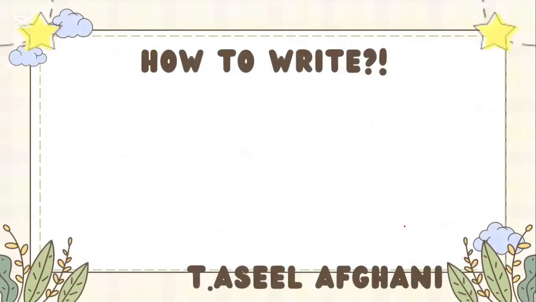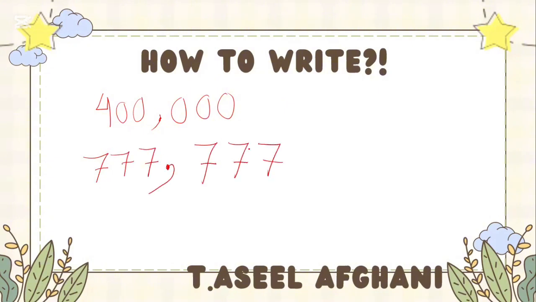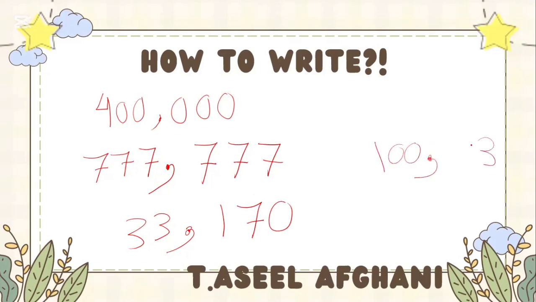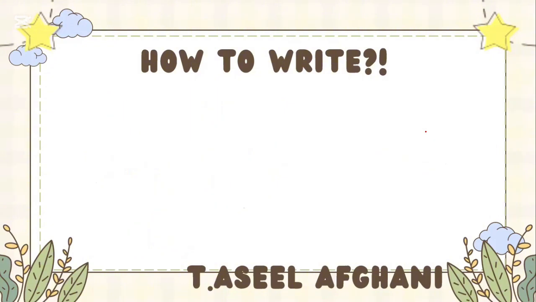Now let's check our knowledge again. Write the numbers that I'm going to mention in your notebook. Are you ready? 400,000. 777,777. Okay, it's a long one. Good job. What about this one? 33,170. Great job. And the last one is 100,003. And there are no numbers in the tens and hundreds places.